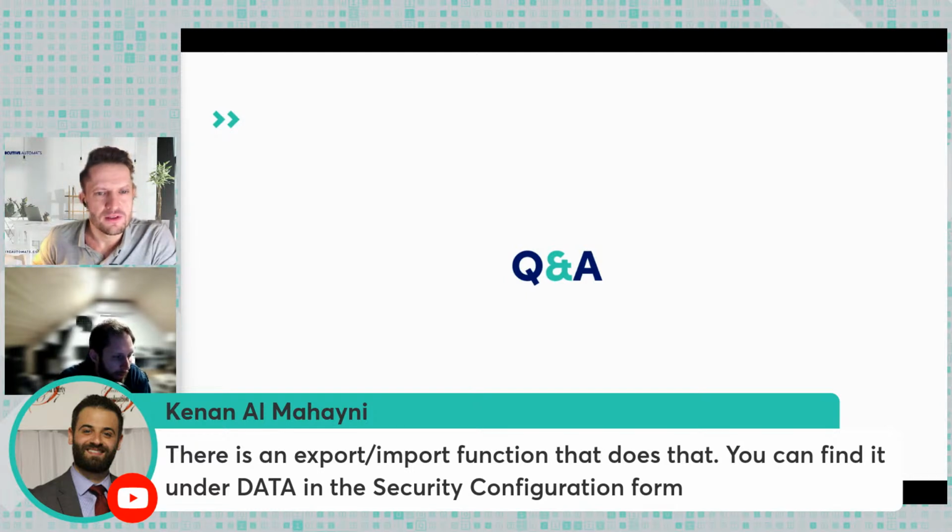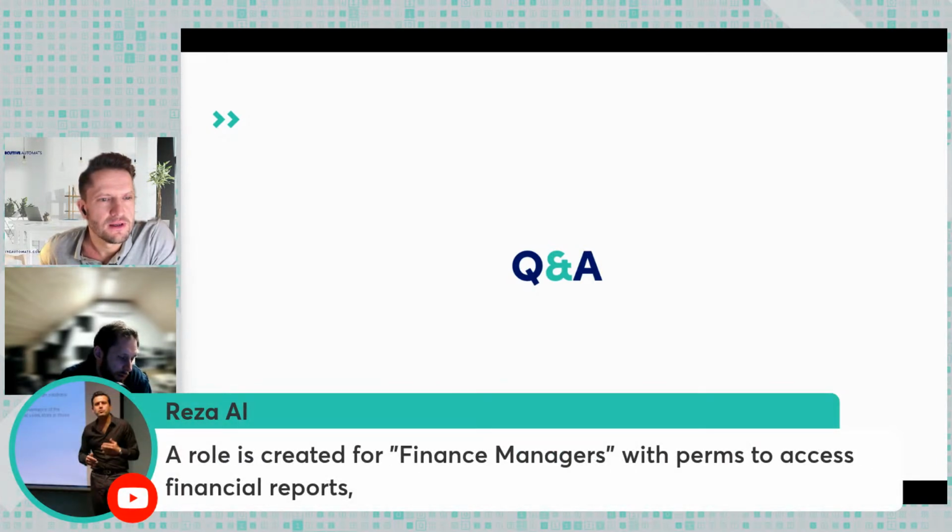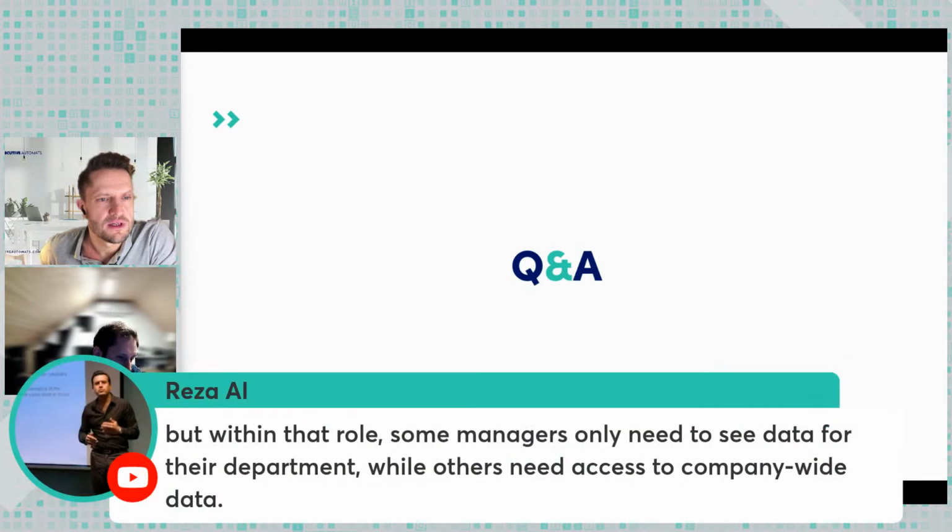Okay, we have another question from Riza. Assuming this is all based on the roles-based security model in D365, how would you implement a scenario like using this concept? Okay, this is quite a long one. The role is created for finance managers with perms to access financial reports. But within that role, some managers only need to see data from their department, while others need access to company-wide data.